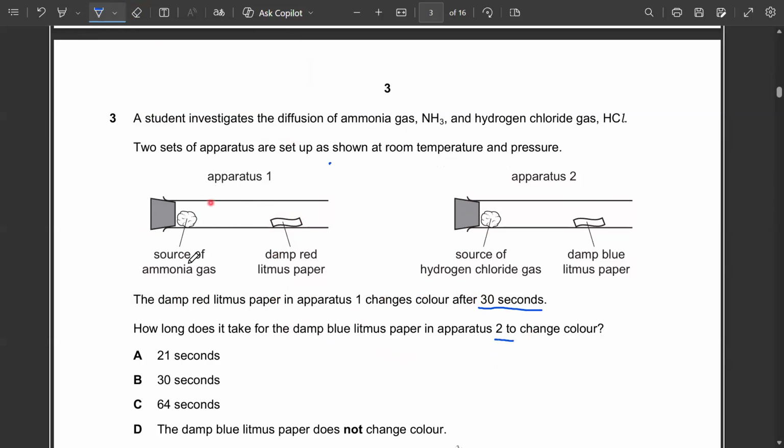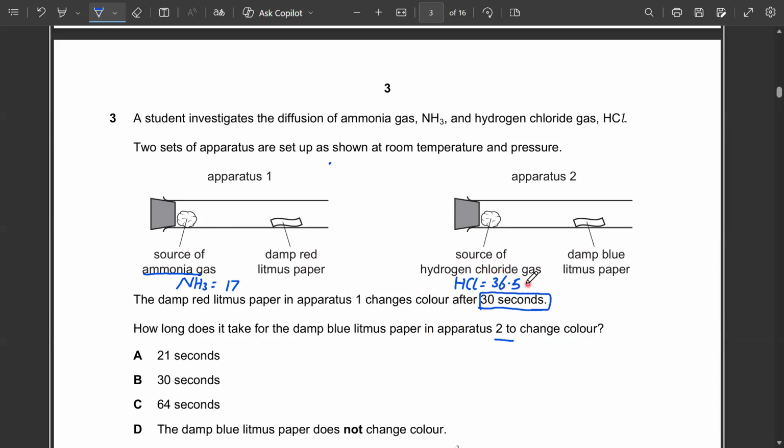In the first apparatus, we have the ammonia gas, NH3. The Mr value of ammonia is 17. Whereas in the second apparatus, there is HCl gas, and the Mr value of HCl is equal to 36.5. So if the ammonia gas is taking about 30 seconds to change the color, we need to expect the time recorded for the color change in the second apparatus.